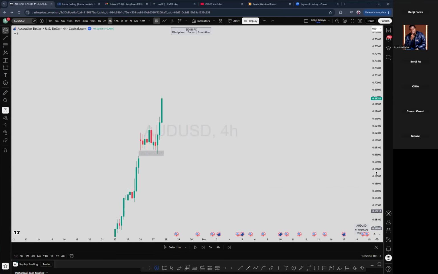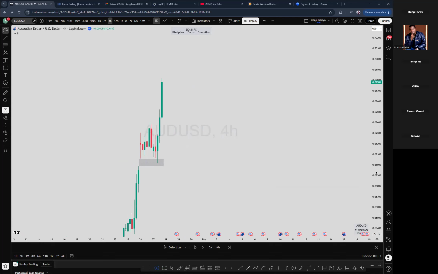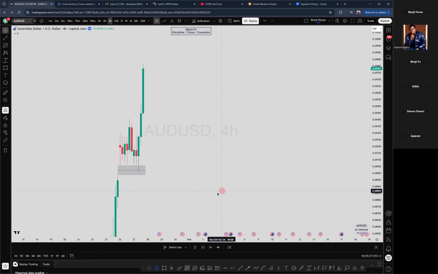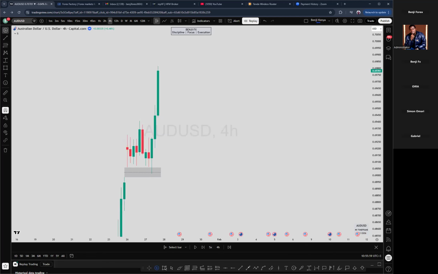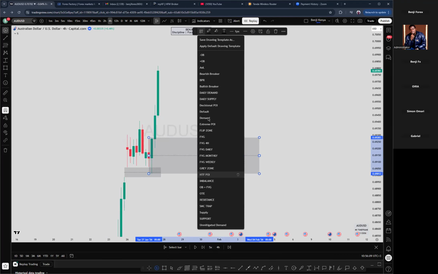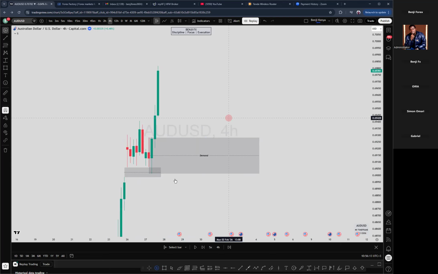Then from here, after the market mitigated that new week open market gap, the market created an OB on the H4. You can see it from here. You can just mark it out and also mark out the wick that actually went through. So this is going to be our demand area. This is how you can mark them out.